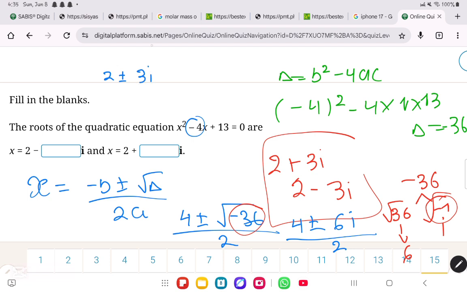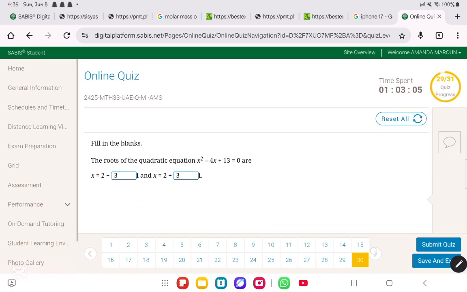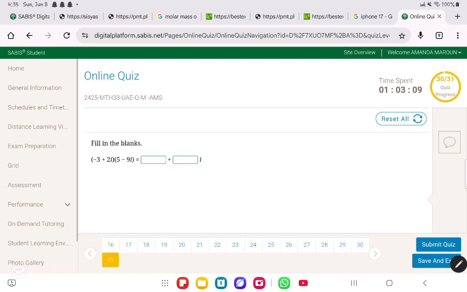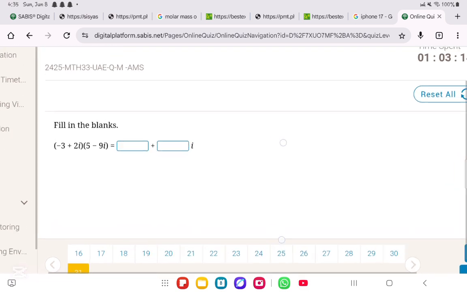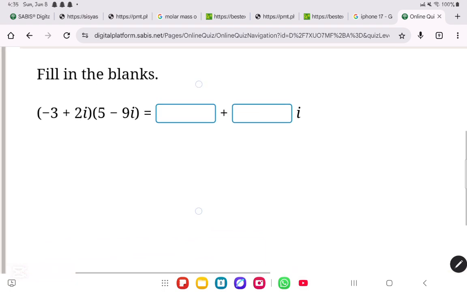Okay, so very simply, our roots are 2 plus or minus 3i. Now we'll move on to the final question. Finally, the final question of the last math AMS of grade 10, which is minus 3 plus 2i multiplied by 5 minus 9i.